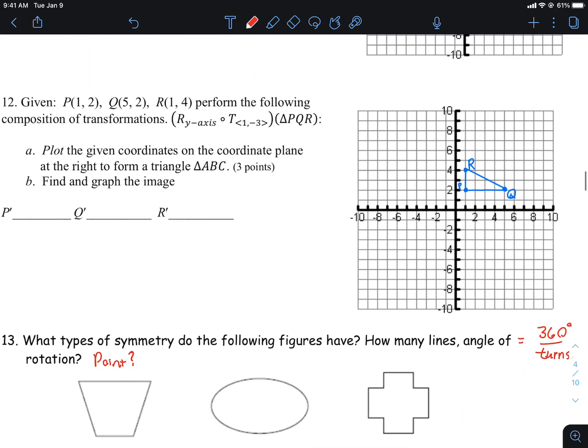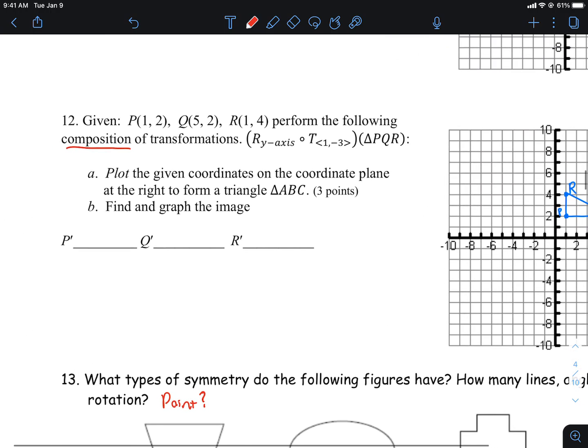Next, we got number 12 here. We have a composition of transformations. This is going to be multiple transformations. The thing that people mess up here is you have to go in a certain order. Sometimes if you go in the incorrect order, you'll get a different answer. So just be careful there.